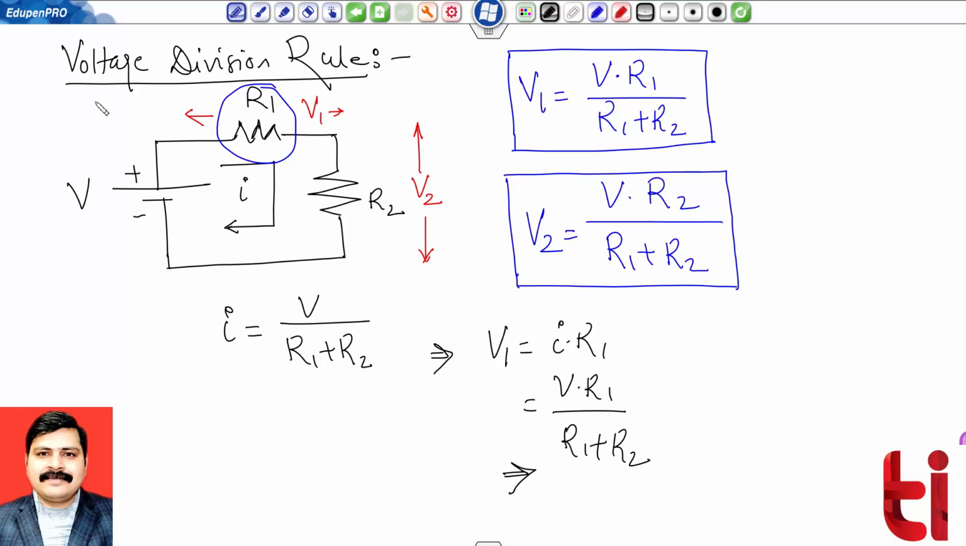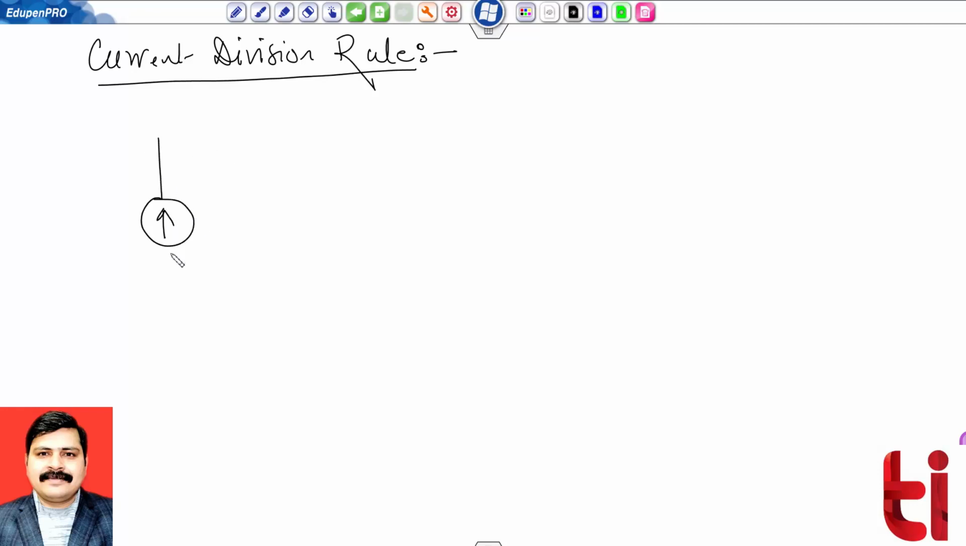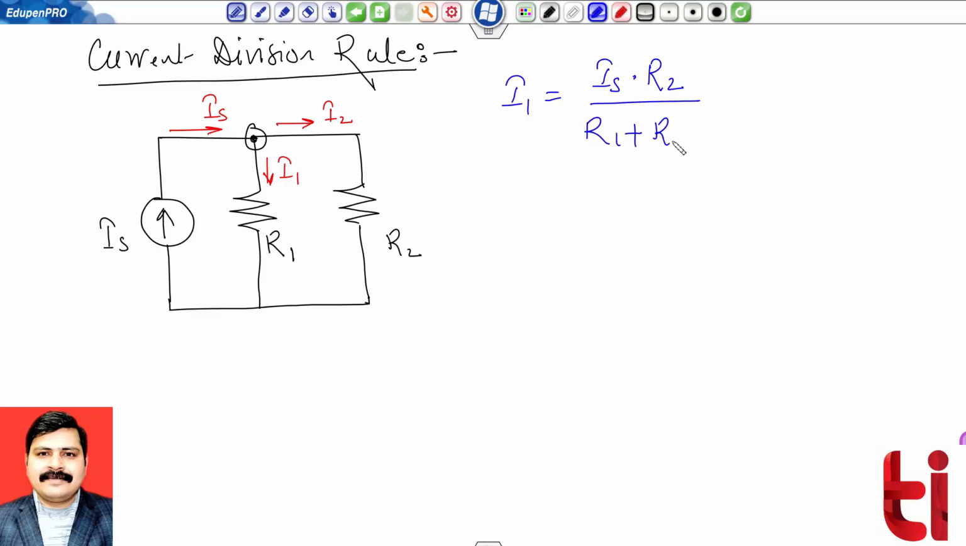Now similarly, I am writing the current division rule. Likewise, in the current division rule, if my overall current is IS, and two resistances are connected in parallel configuration, resistance R1 and resistance R2, then I1 will be equal to the overall current IS multiplied by the resistance of the opposite branch, that is R2, divided by the addition of the two resistances R1 and R2.